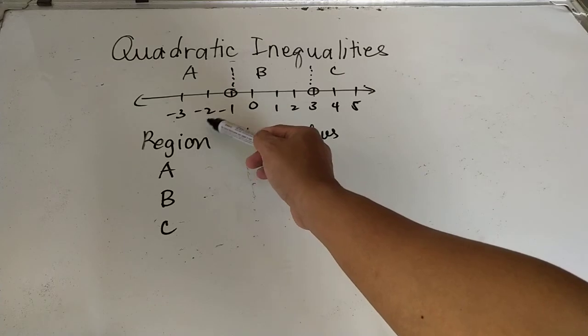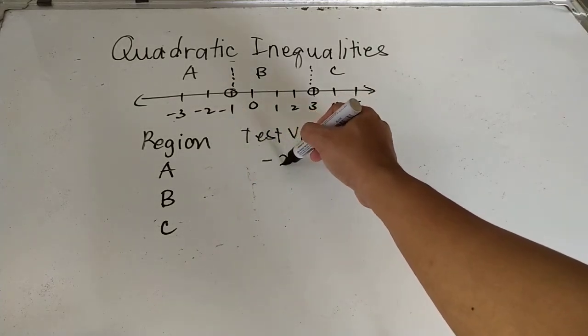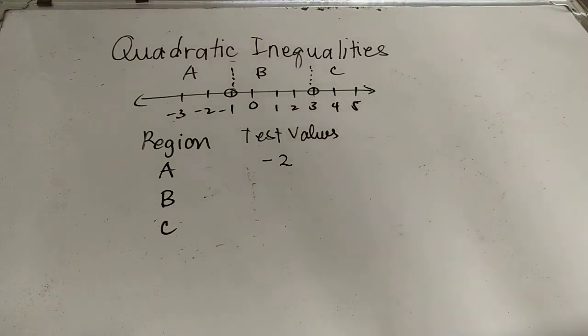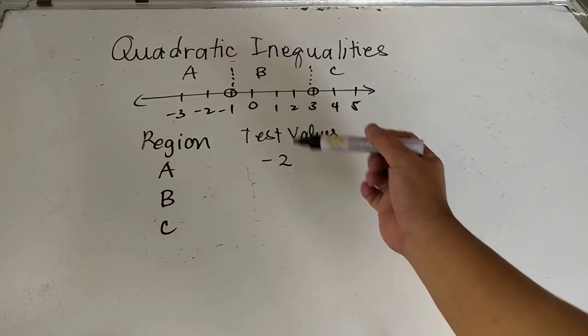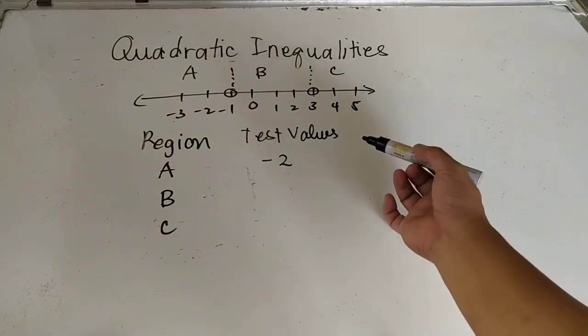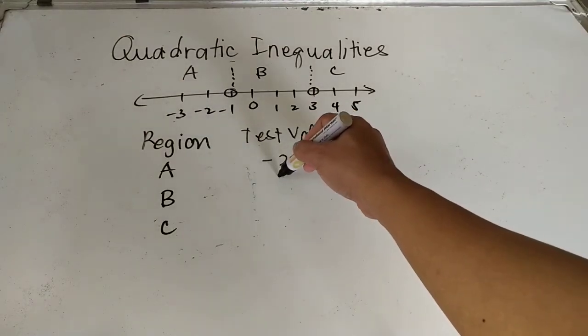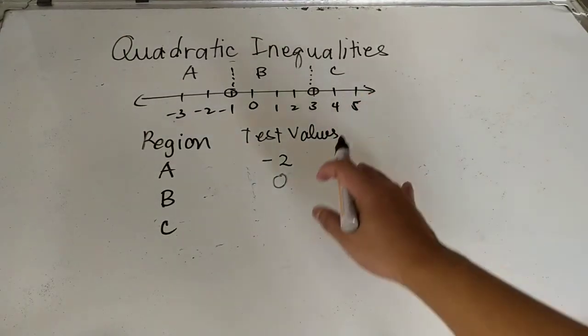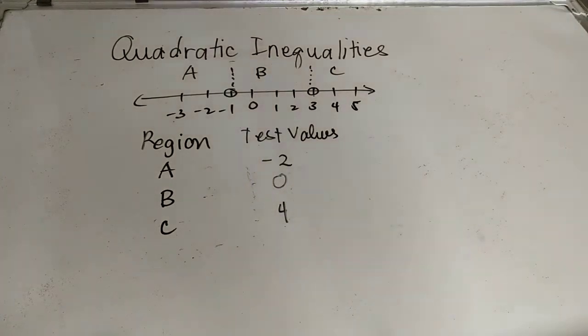So, yung pinakamaliit na number after the negative 1 is the negative 2. So, I'll be using the negative 2 as our test value for region A. For region B naman, ang mga pagpipilian natin are 0, 1, and 2 lang. So, ang pinakamaliit na value na pwede natin gamitin para hindi tayo mahirapan is the 0. Okay? And for C naman, I'll be using the 4. Okay, that is our test value.